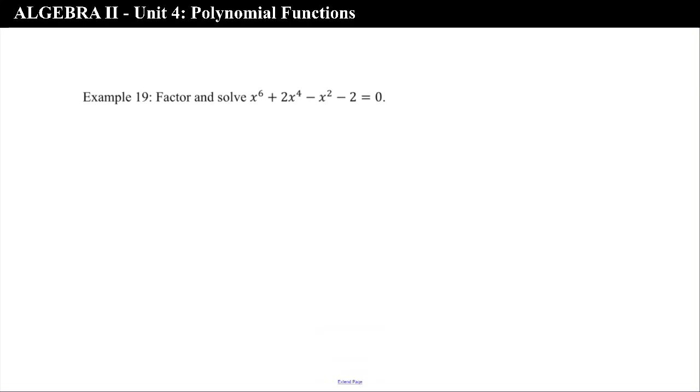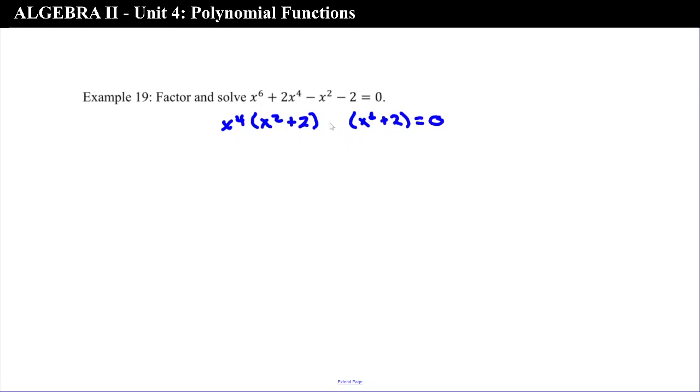For example 19, there's nothing we can factor out from the start, but we do have 4 terms, so let's think grouping. So what can we factor out of the first 2 terms? X to the 4th. That leaves behind an x squared plus 2. We know we want an x squared plus 2 over here.